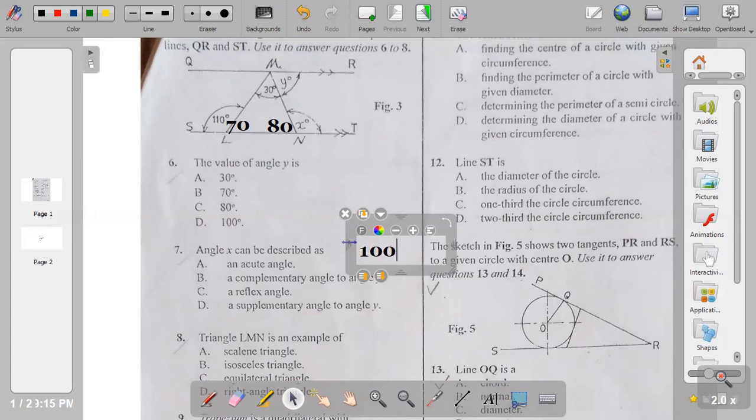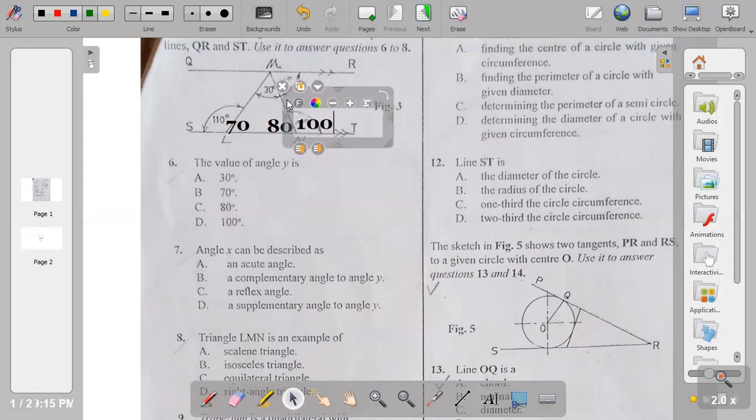180 minus 80 gives us 100. So my X degree is 100. Now the question says, angle X can be described as A, an acute angle. It's not an acute angle, because an acute angle is an angle that is less than 90 degrees, and this is more than 90 degrees.